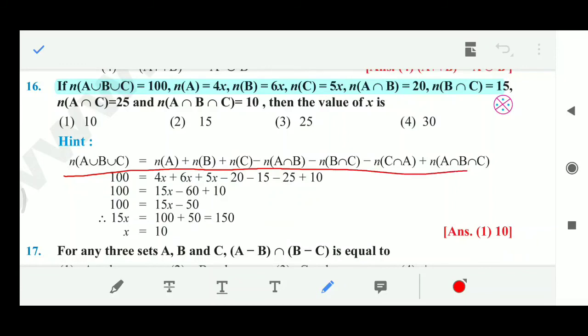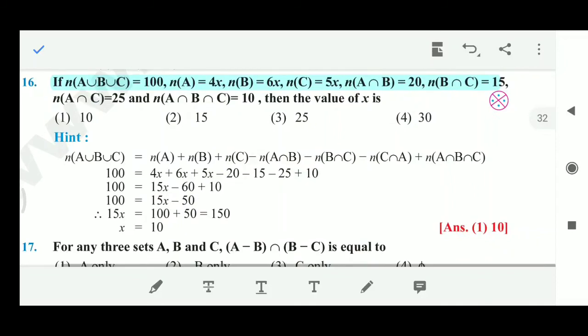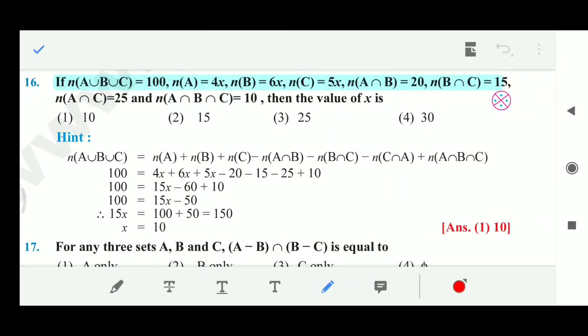We know the formula that n of A union B union C is equal to n of A plus n of B plus n of C minus n of A intersection B minus n of B intersection C minus n of C intersection A plus n of A intersection B intersection C. On substituting the given values, you will get 100 is equal to 4x plus 6x plus 5x minus 20 minus 15 minus 25 plus 10. On simplifying this, you will get the value of x as 10. So option A is the correct answer.